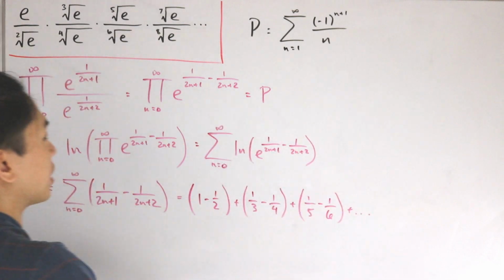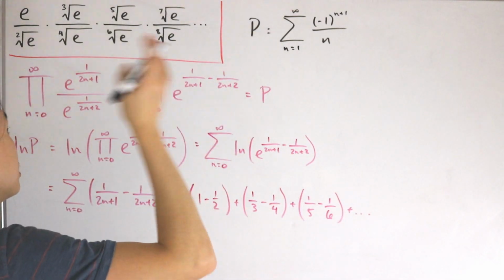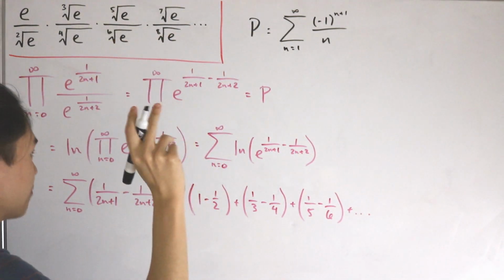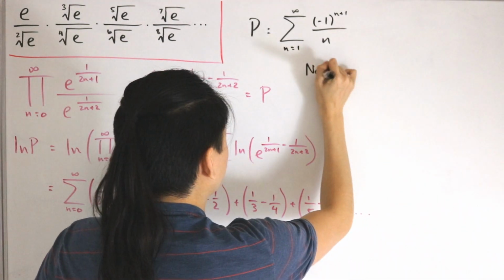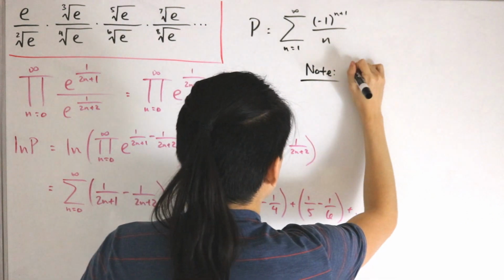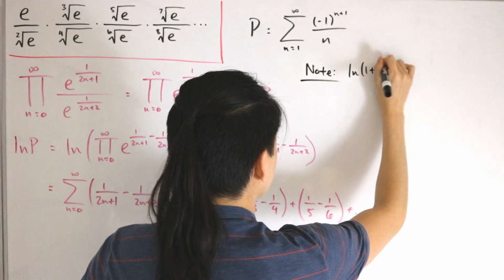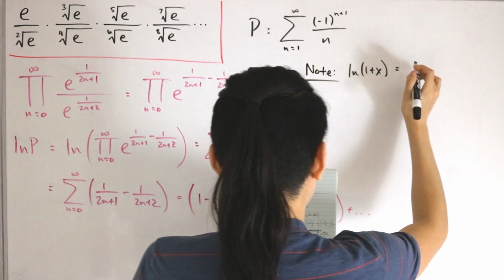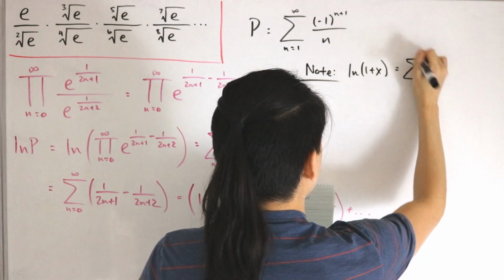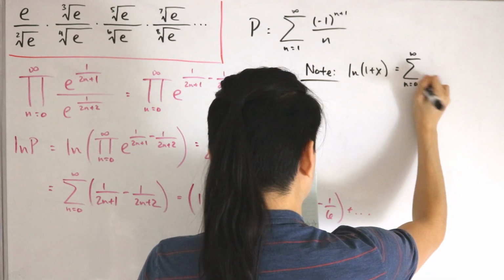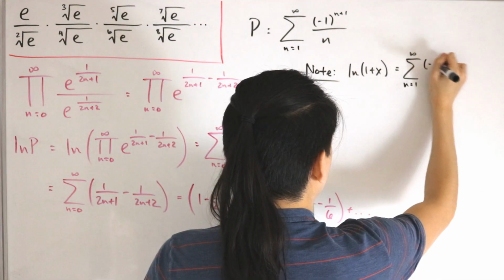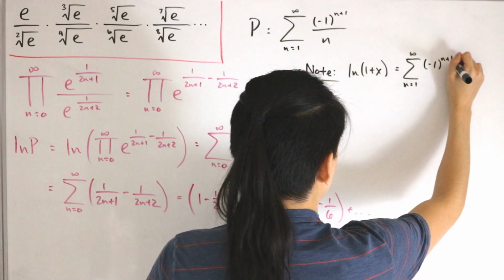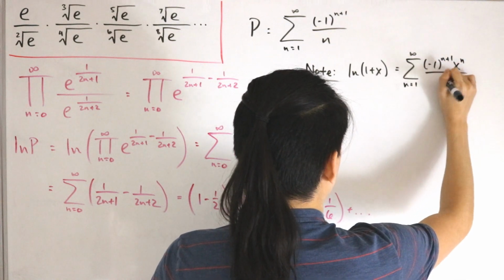But there are several ways to actually calculate the specific value that we're looking for. The easiest way to do this is to note that the following function, the natural log of 1 plus x, is equal to this infinite sum, where n goes from 1 to infinity, of -1 to the power n plus 1, times x to the power n, divided by n.